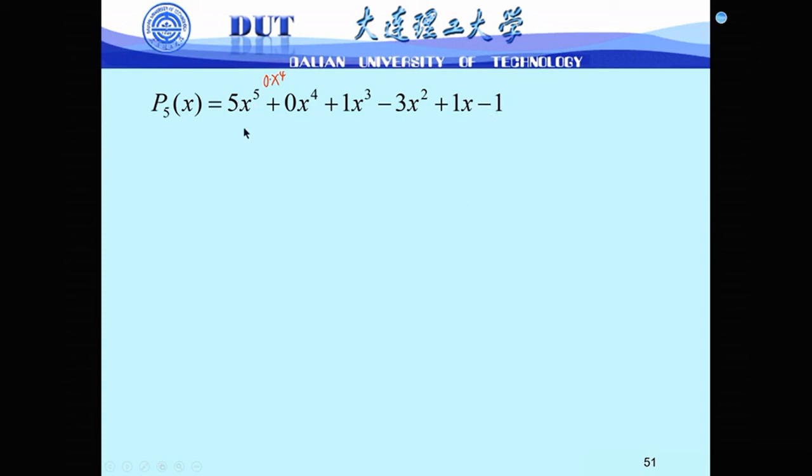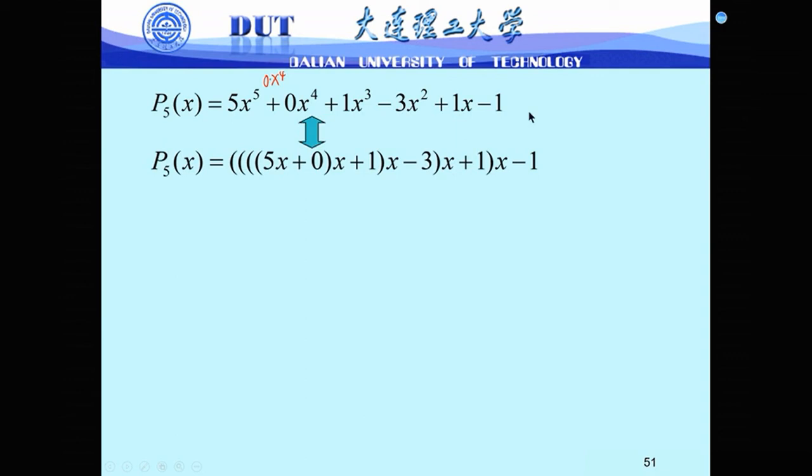It's okay for you? Now, we just focus on these coefficients, then we can transform this polynomial into this form: 5 times x plus 0, together multiply x, plus 1, together multiply x, and minus 3, together multiply x, and plus 1, together multiply x, at last minus 1. It's okay for you? Okay, now let me show you the program like this. We just need this conversion: 5, 0, 1, minus 3, 1, and minus 1, from the original polynomial.